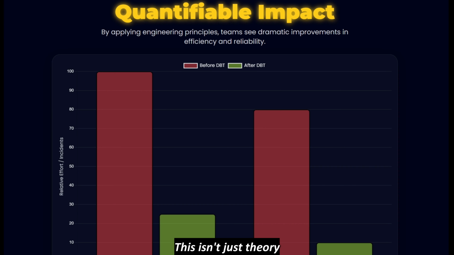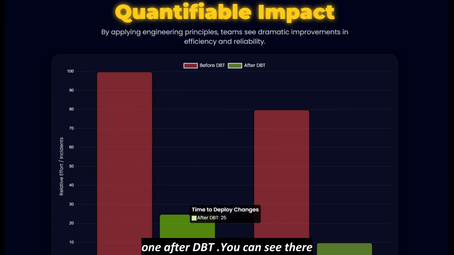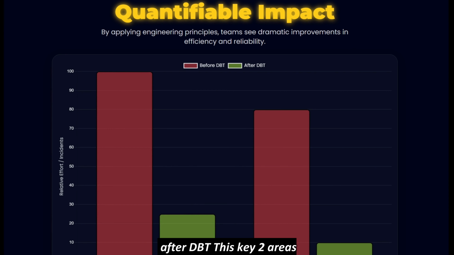This isn't just theory. The results are measurable. Just look at the data on this chart. Teams that use DBT see a huge drop in two of the biggest problems: how long it takes to release new updates and how often data quality issues pop up. You can see the one highlighted in red before DBT and the green one after DBT. There is a drastic change before and after DBT in these two key areas.